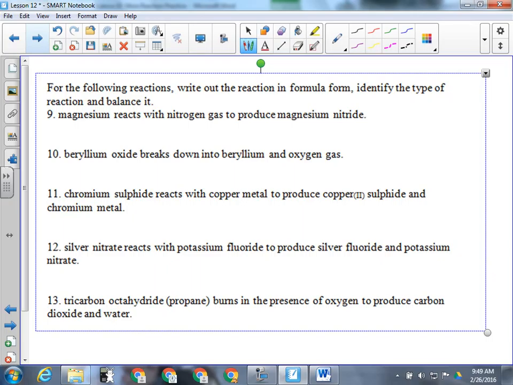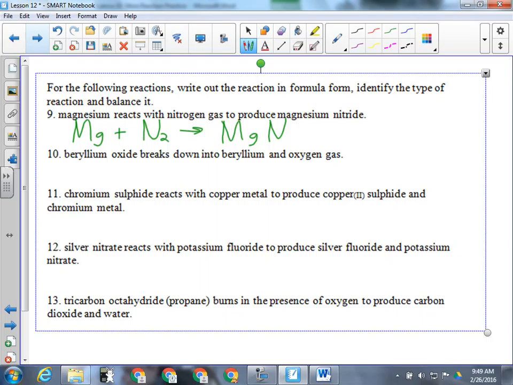Right, so we've got for number 9 here, magnesium, so that's Mg, is reacting with nitrogen gas. Is nitrogen one of our special elements? Yes, it is, and it comes as a 2. All right, and that's going to produce magnesium nitride. What kind of compound is that? Oh, it's a synthesis reaction. Yes, sorry, what kind of compound is that? It's an ionic compound here.